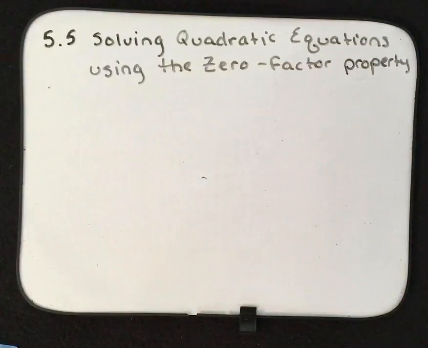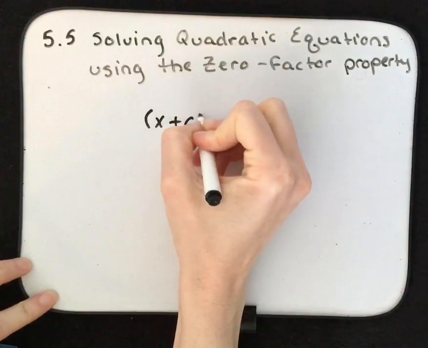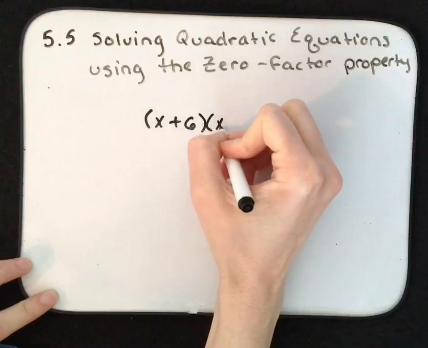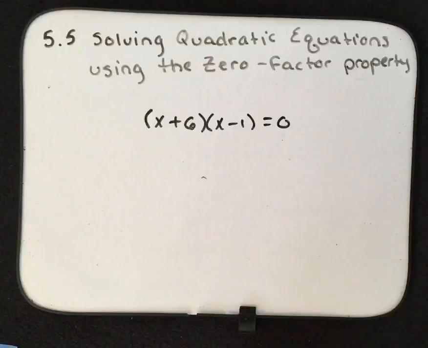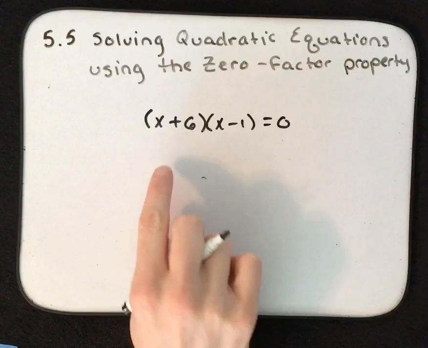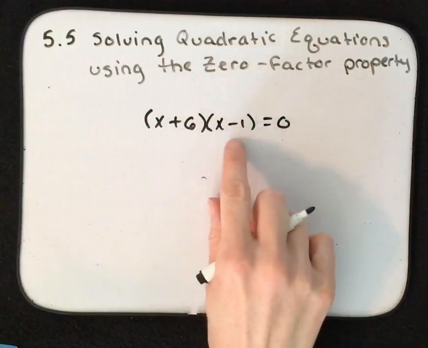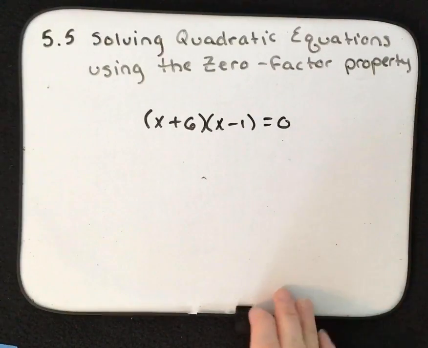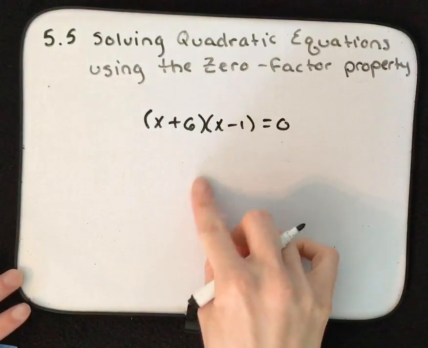Solving quadratic equations using the zero factor property. What this means is if we are able to factor an equation, so say we have x plus 6 times x minus 1, and we can set that equal to 0, then there's a little bit that we know. We know anything times 0 is 0. So that means if we could make x plus 6 equal 0, whatever times 0 would give us 0. If we could make x minus 1 equal 0, then whatever times 0 would equal 0.